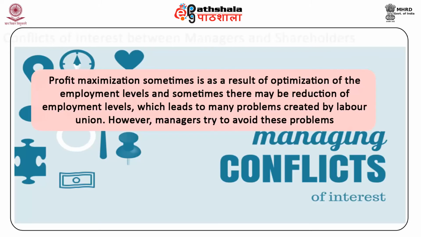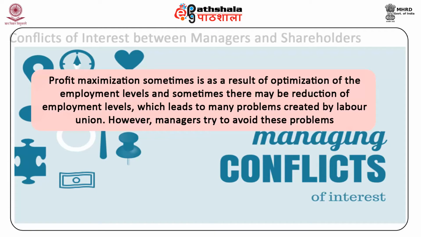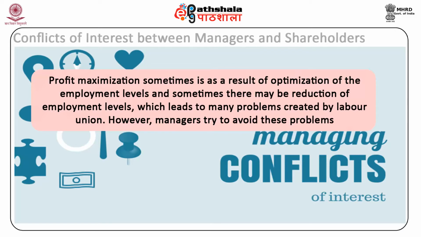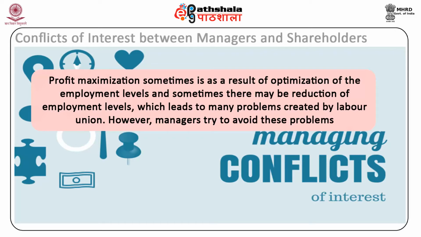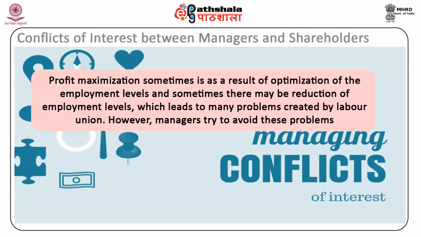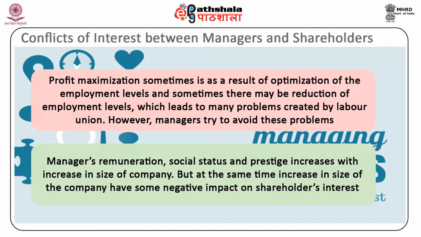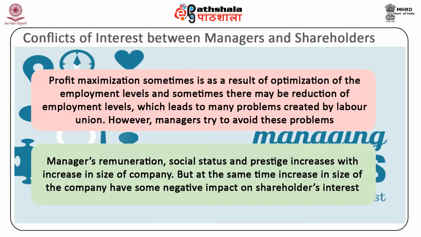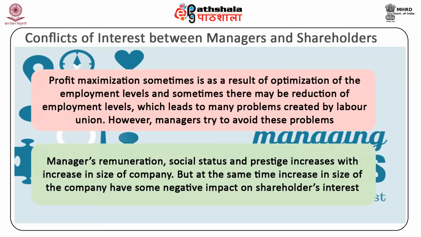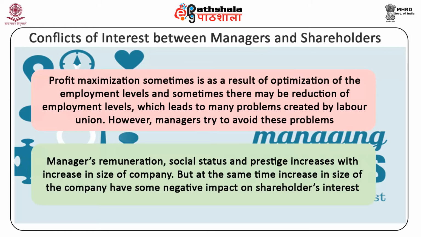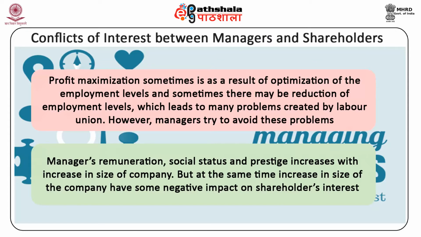Third, profit maximization sometimes is a result of optimization of the employment levels, and sometimes there may be reduction of employment levels, which leads to many problems created by labor unions. However, managers try to avoid these problems. Fourth, managers' remuneration, social status, and prestige increase with the increase in size of the company. But at the same time, an increase in the size of the company has some negative impact on the shareholders' interest.